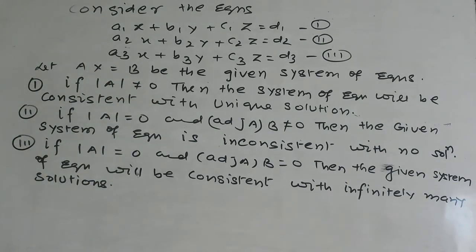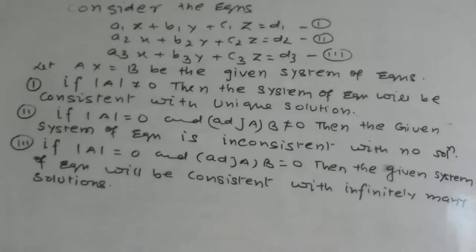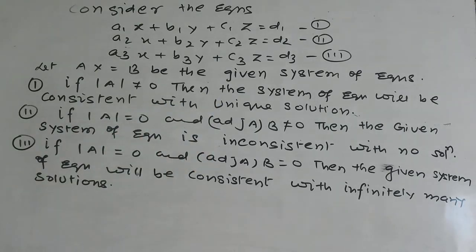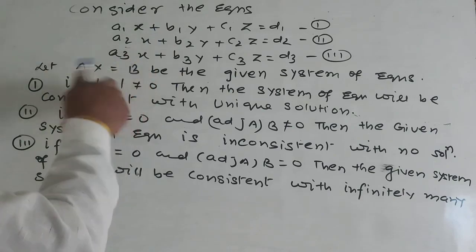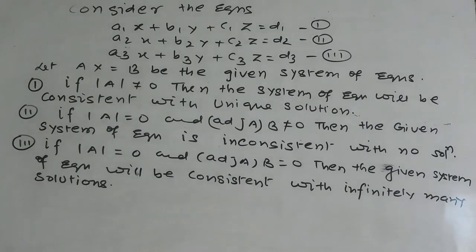Let Ax is equal to B be the given system of equations. The first point: if determinant A is not equal to 0, then the system of equations will be consistent with a unique solution. अगर Ax is equal to B के फॉर्म में लिखने के बाद determinant A not equal to 0 आ रहा है, तो आपका जो given system of equation है वो consistent होगा और solution आपका unique होगा.